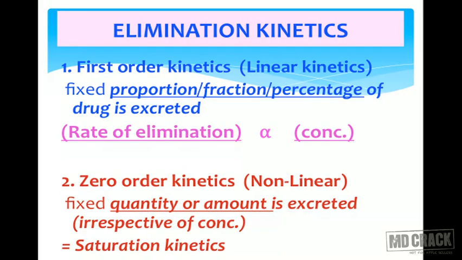Let's come to elimination kinetics now. How the drugs get eliminated. We have two types of kinetics. The first one is called first order kinetics or linear kinetics. In this, a fixed proportion, fraction or percentage of drug gets excreted. So the rate of elimination remains directly proportional to the plasma concentration. Whereas in zero order kinetics, which is called non-linear kinetics, a fixed quantity or amount of the drug is excreted, irrespective of whatever the plasma concentration is. This is also called saturation kinetics.